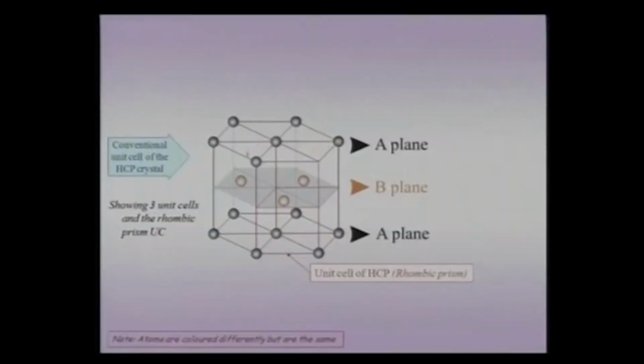So, this is the conventional unit cell of the hexagonal close packed crystal, wherein you have the A layer, the B layer, and again the A layer right above the A layer, which was the first layer I started off with. Now, as I have told before, this actually shows 3 unit cells of the hexagonal close packed crystal, and the actual unit cell is nothing but this rhombic prism. Okay. Now, a few things have to be noted.